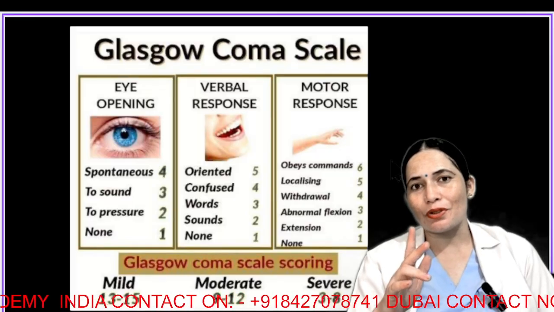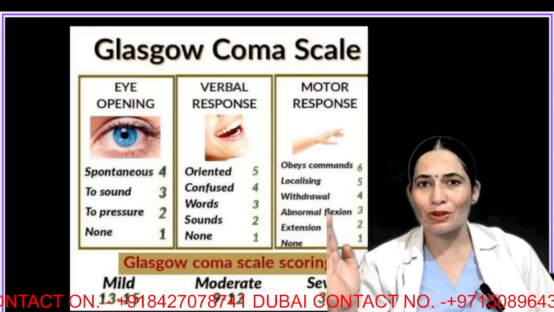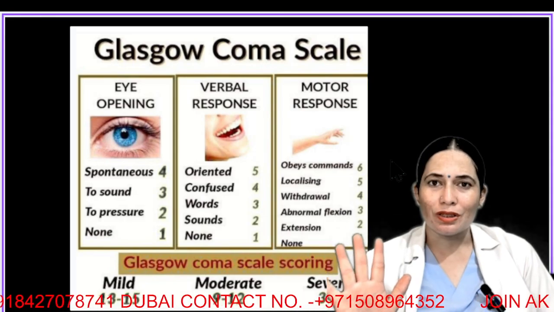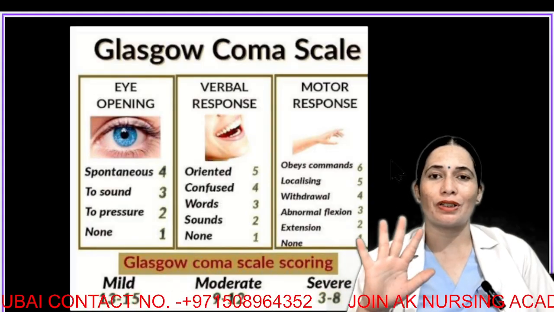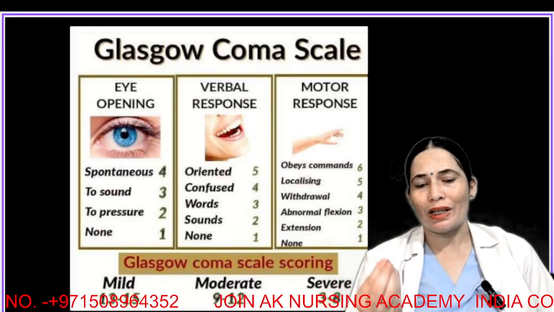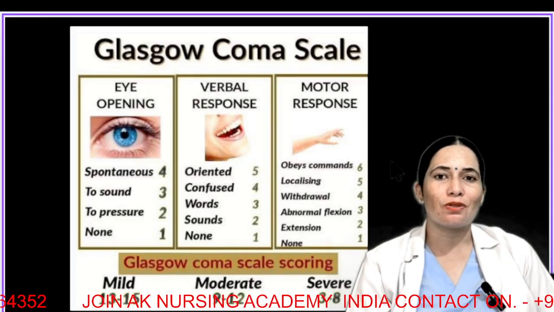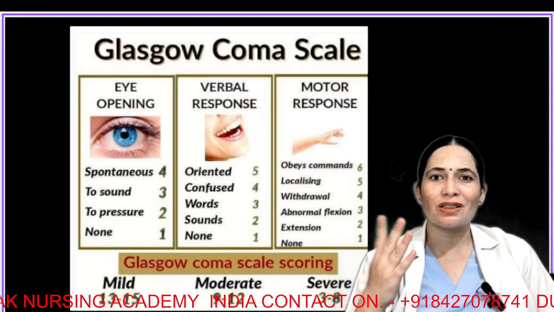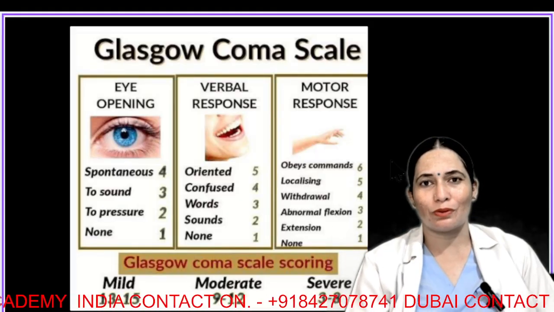If we ask the patient these 4 questions and the patient responds accurately, then we give that patient 5 scores, because the patient is fully oriented and fully conscious. Next is confused. We ask the same questions, the patient is not responding properly, is a little bit confused, and alternates the answers, then we give that patient 4 scores.